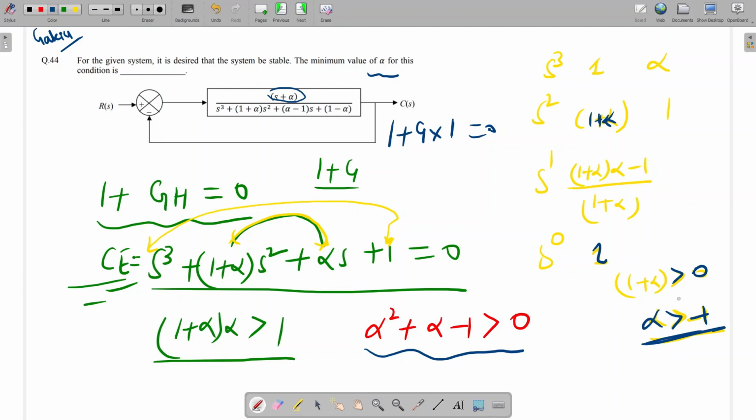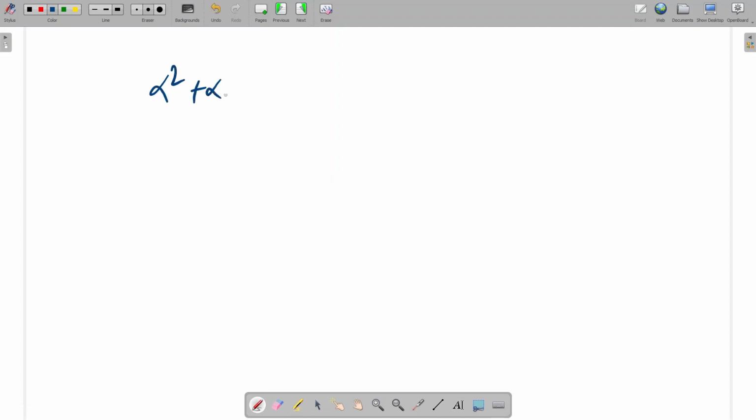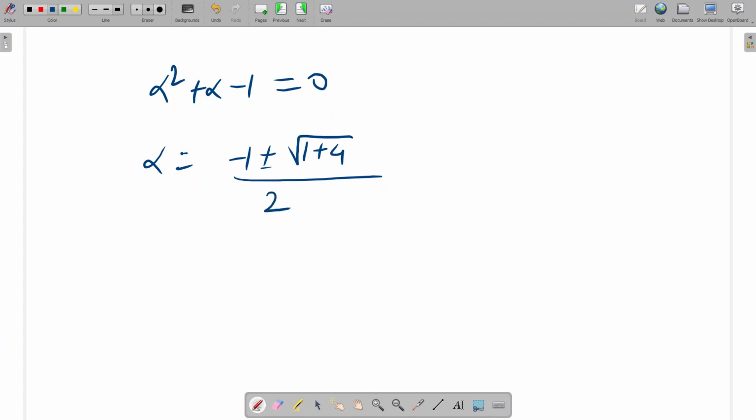Stable. So this rule and this rule should be followed. I'm going to write the graph of this equation: alpha square plus alpha minus 1 is equal to 0. What is the root? Alpha is equal to minus 1 plus minus under root b square minus 4ac, so that will be 1 plus 4, divided by 2.